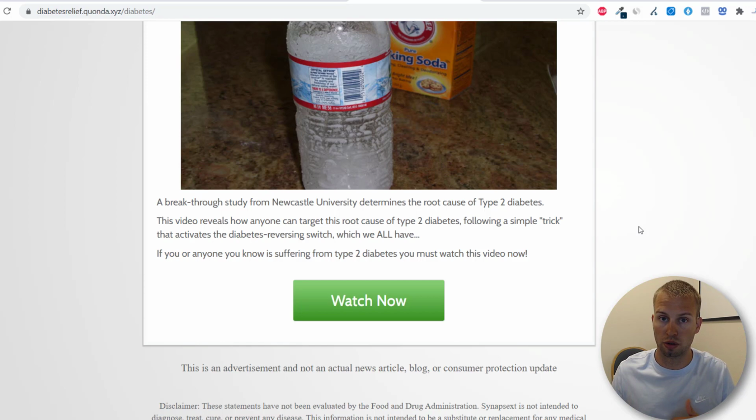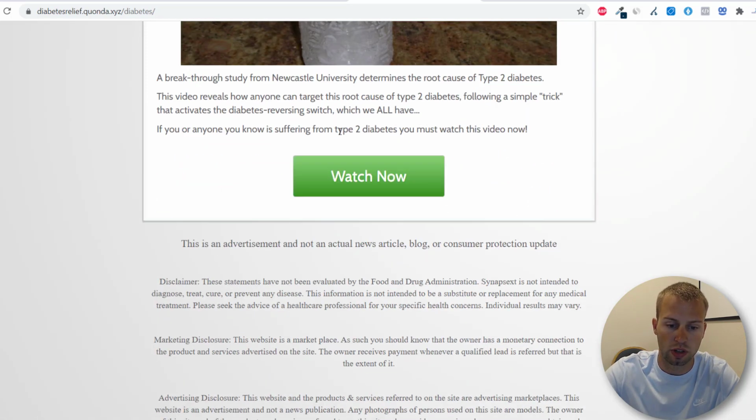It'll make it more congruent, and I've seen higher earnings when the landing page has mentioned something that's in the video. So a breakthrough new study from Newcastle University, and this is in the VSL, determines the root cause of type 2 diabetes. This video reveals how anyone can target the root cause following a simple trick that activates the diabetes reversing switch, which we all have. If you or anyone you know is suffering from type 2 diabetes, you must watch this video now.